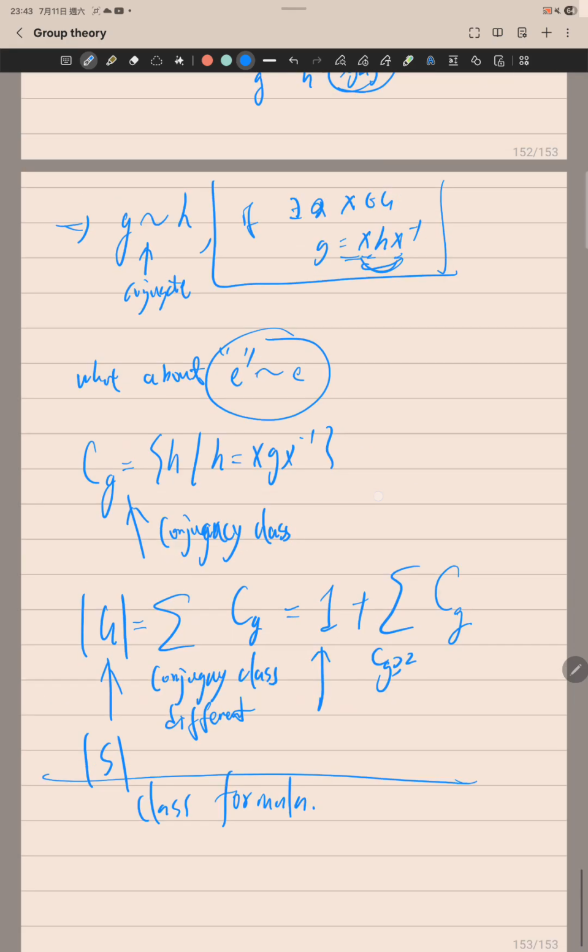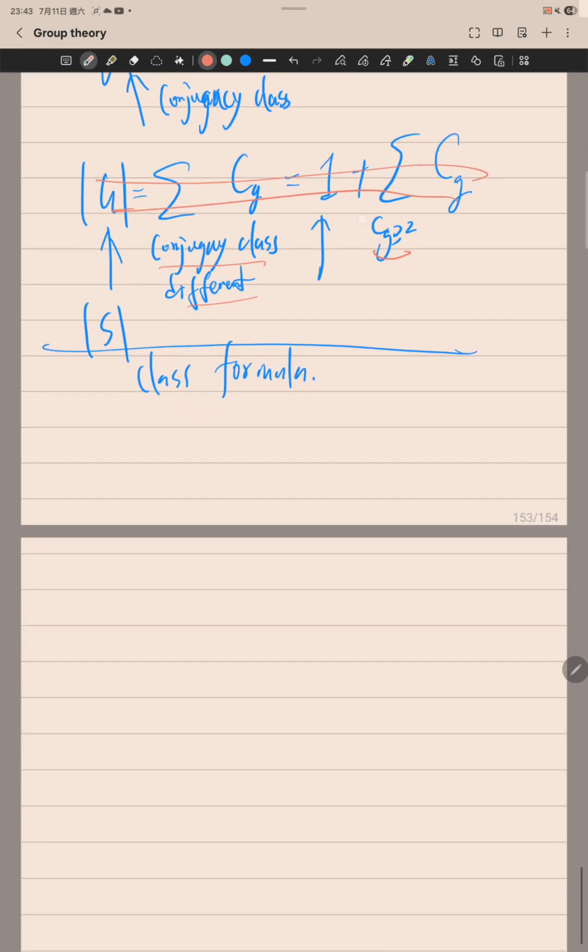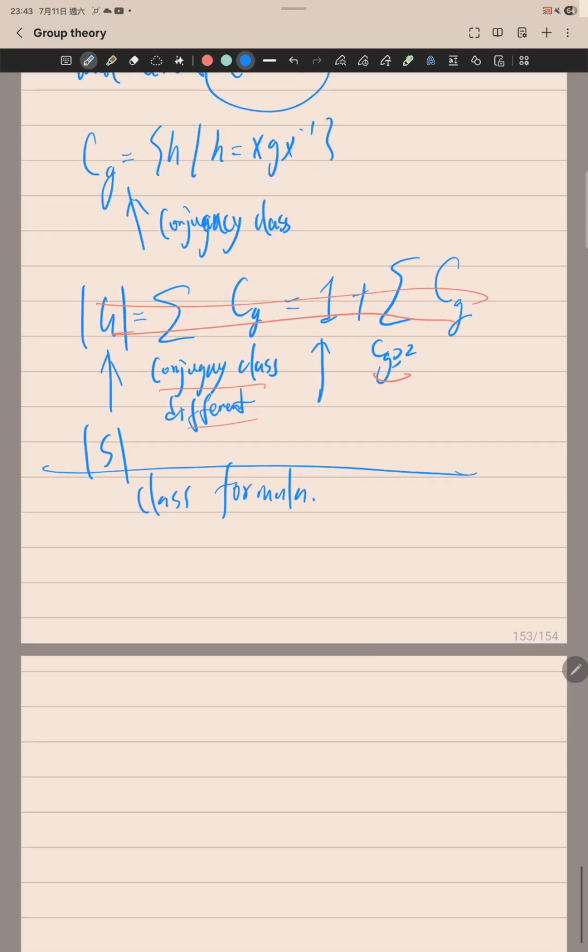Oh, by the way, this is incorrect. So |C_G| is greater than or equal to 2, but there will be some C_G which is equal to 1. Okay, so maybe I forget about this. Let me just do it again. Sorry, I did some stupid mistake.